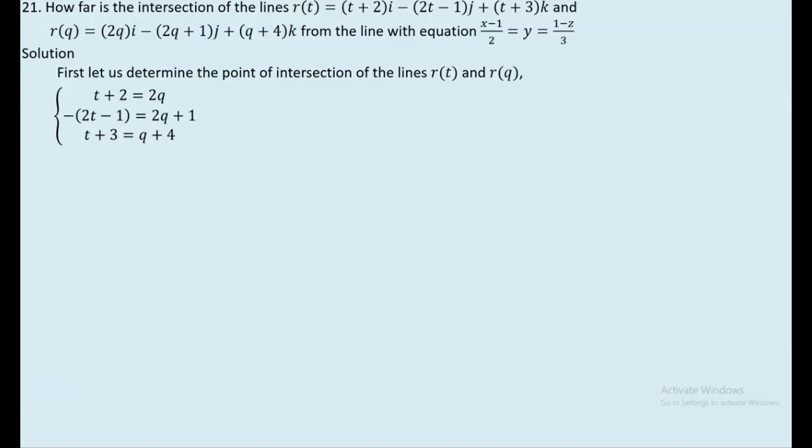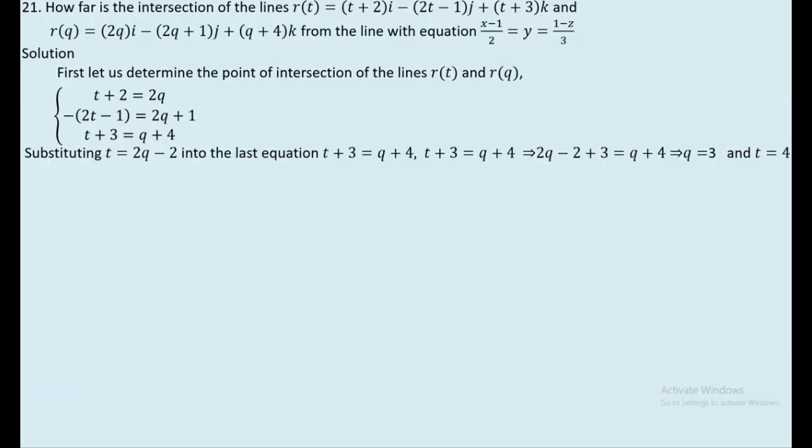Now we have to find the values of t and q that can satisfy this, because this is the point of intersection of the two. This point must lie on both lines. It is a common point, hence we need to look for the values of t and q that can satisfy this. So from the first one, t is 2q minus 2. And from the last one, we have t plus 3 equals q plus 4. In place of t, I substitute 2q minus 2, so 2q minus 2 plus 3 equals q plus 4. So from this, q and t can be obtained, okay?